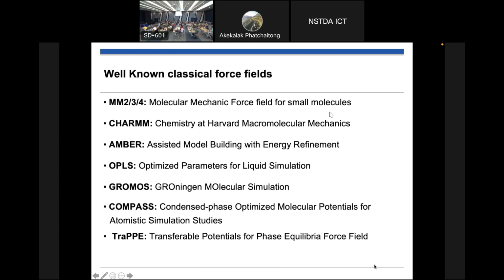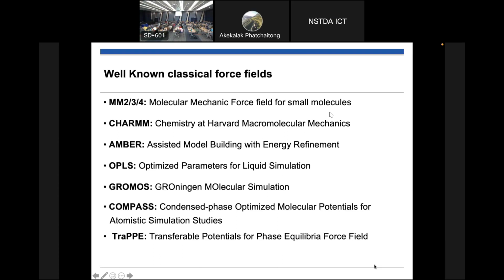Well-known classical force fields. This is a chart you might remember for a while, because whenever you go to a conference on molecular dynamics, this is what people discuss: which force field you have used for your simulations. So these are a few classes of force fields. It starts from MM2, 3, 4. These are molecular mechanics force fields for small molecules.